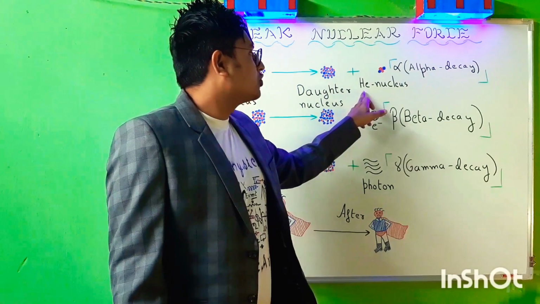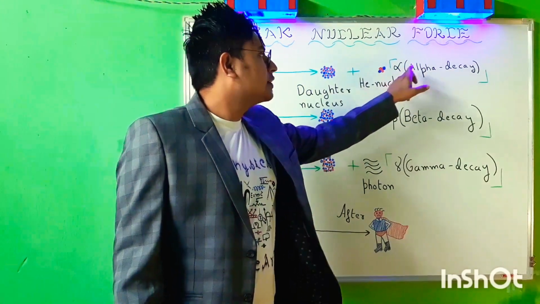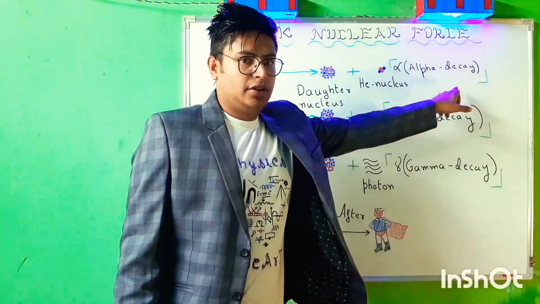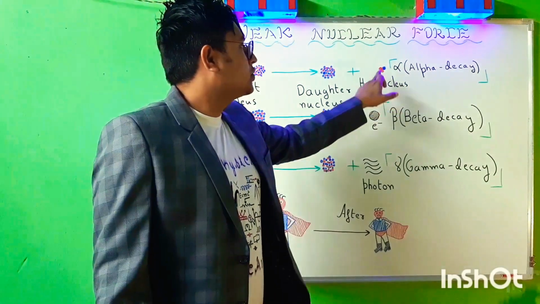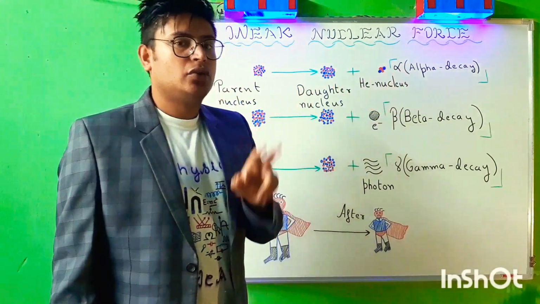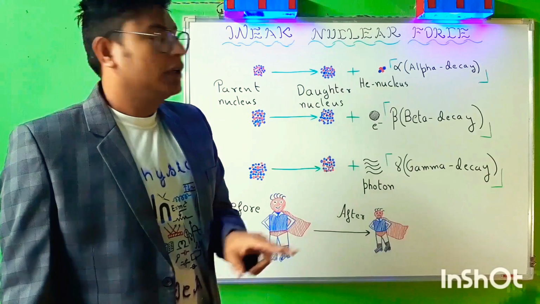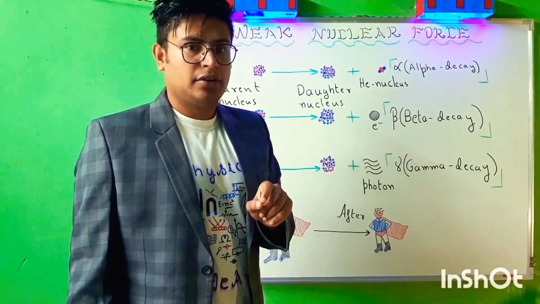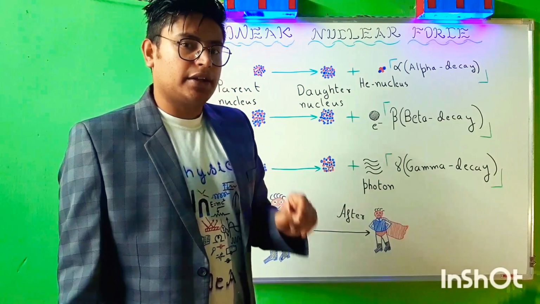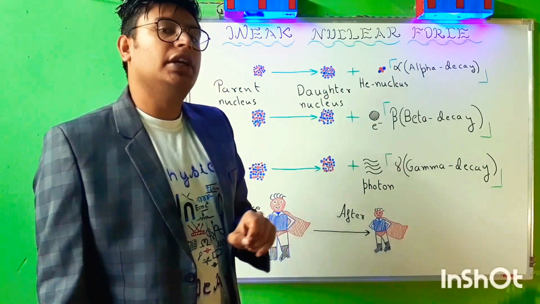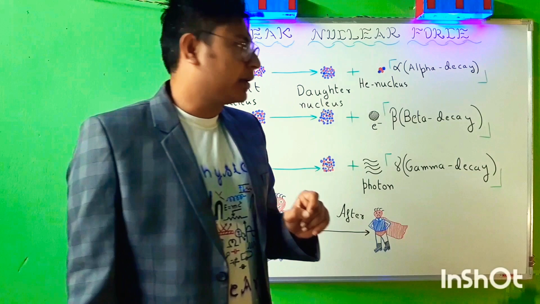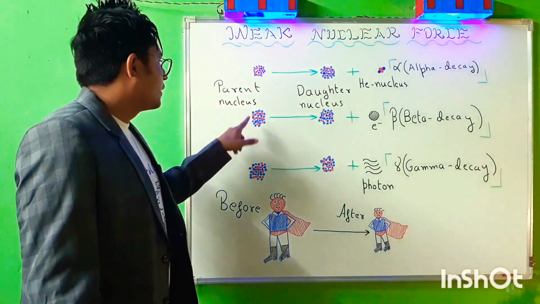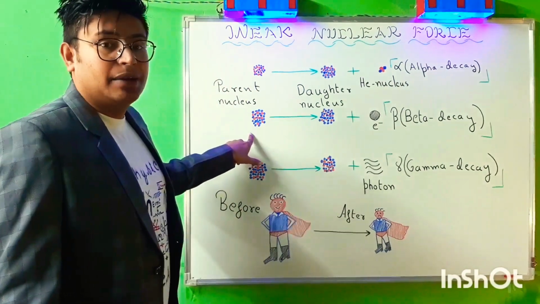The helium nucleus is what we call alpha. In this particular case we have 2 protons and 2 neutrons. It is a helium ion, therefore we call it alpha, not a helium atom. We call it a helium nucleus or alpha particle. And then we have the beta decay process.